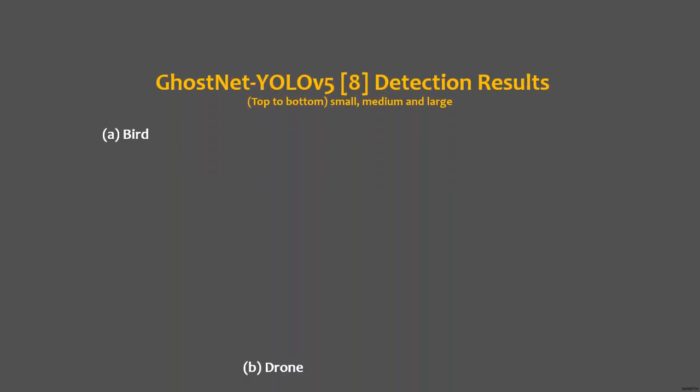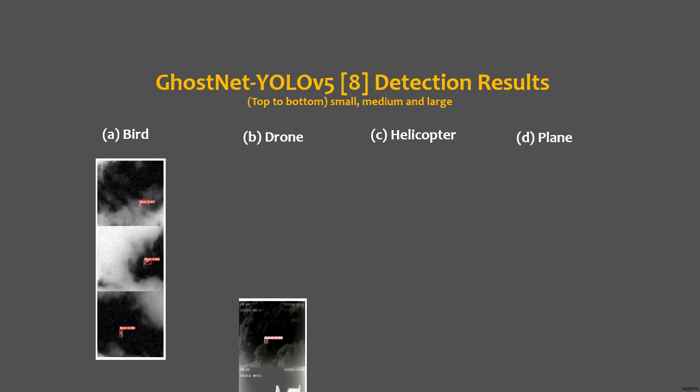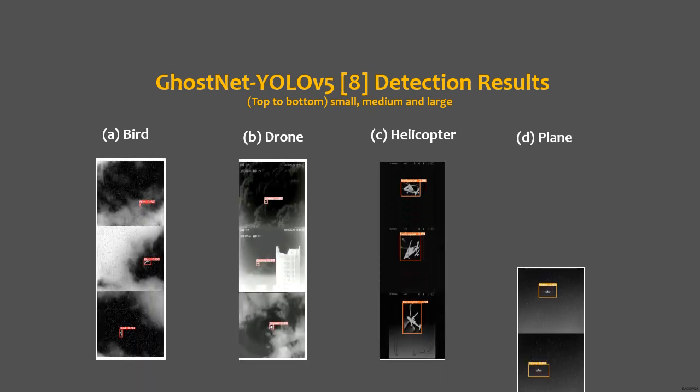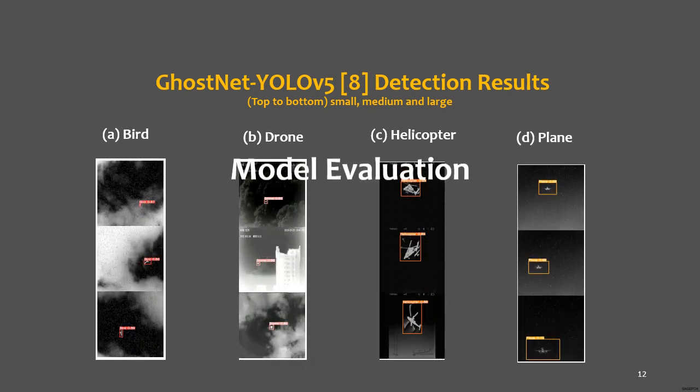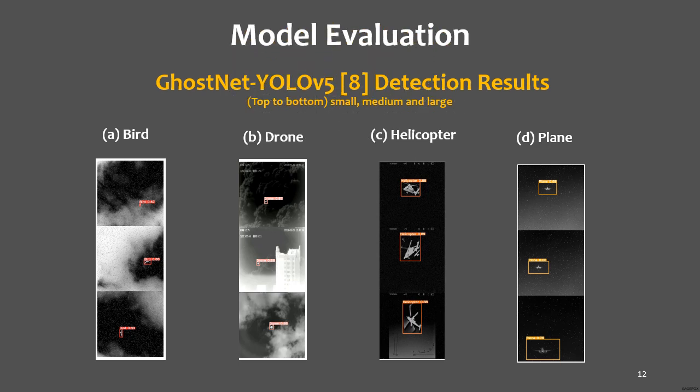Now we can see the detection results achieved by the GhostNet YOLOv5 model. GhostNet YOLOv5 had the best testing accuracy for large bird IR images, of 89%, small drone IR images with 87% accuracy, medium helicopter IR images with 89% accuracy, and large plane IR images of 76%.